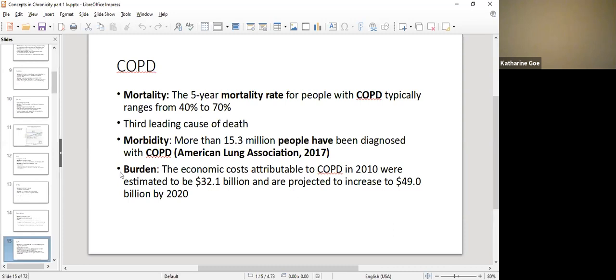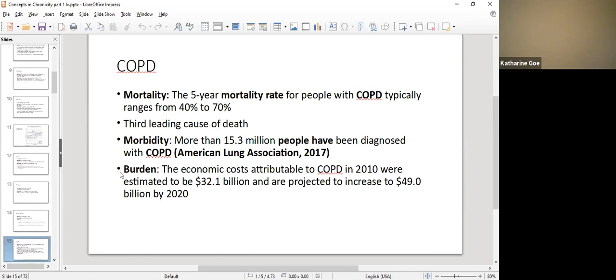For COPD, the 5-year mortality rate for people with COPD typically ranges from 40% to 70%. It's the third leading cause of death. Morbidity is more than 15.3 million people have been diagnosed with COPD. That is according to the American Lung Association. And the caregiver burden, the economic costs attributable to COPD were estimated at about 32 billion and were projected to increase to 49 billion by 2020. So that's this past year.